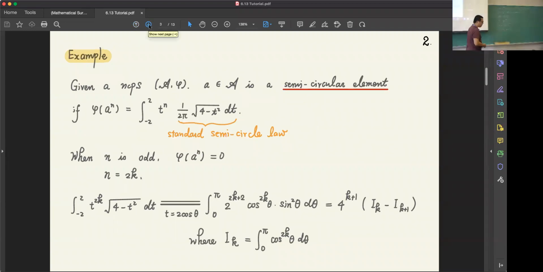Okay, and then let us compute some concrete model. And this model actually plays a very important role in free probability theory. For a given non-commutative probability space, also, by the way, NCPS is an abbreviation for non-commutative probability space, we start from a given element. We call such an element a semicircle element if it satisfies a rule, which is that the moments of such an element follow the semicircle law.